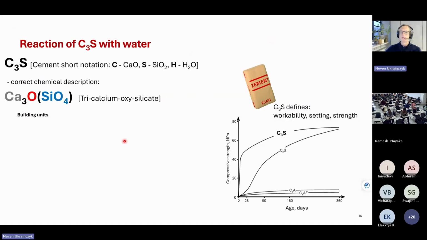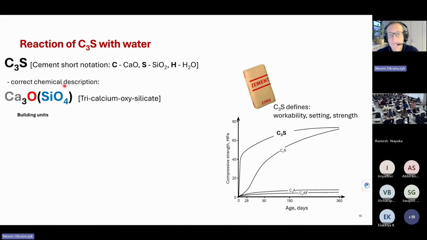So C3S, this is the main mineral. And this is just a cement shorthand notation. In this shorthand notation, C means calcium oxide and S is silicon dioxide. So in shorthand, we have 3 calcium oxide and 1 silicon dioxide.